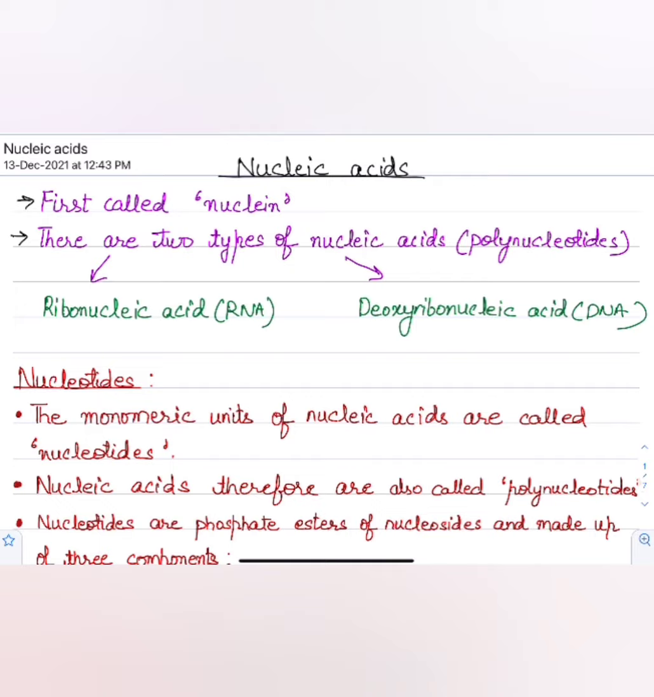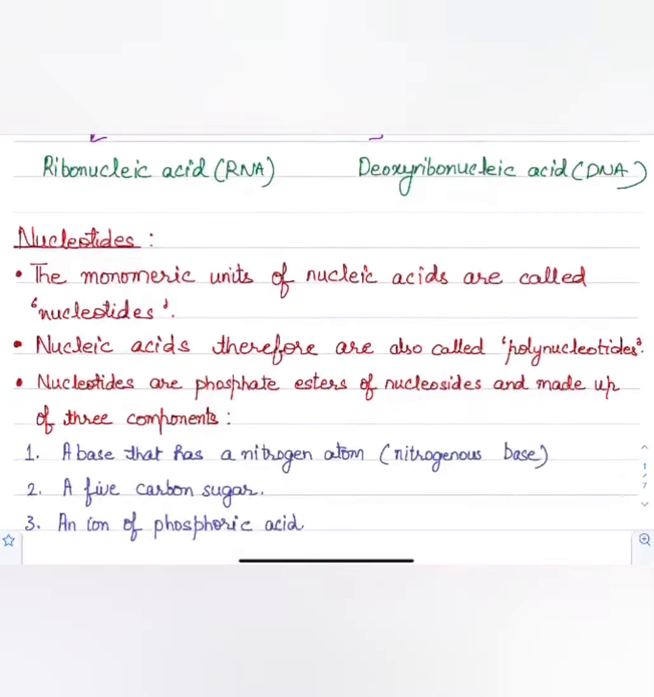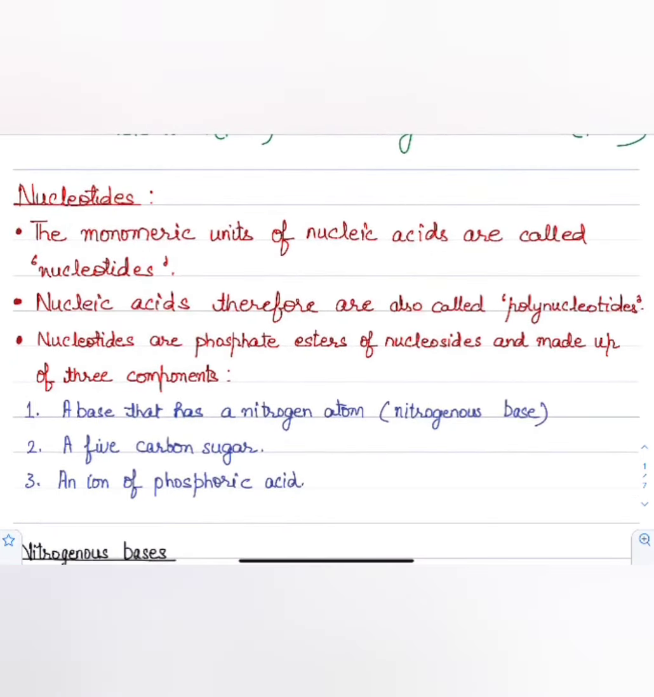There are two types of nucleic acids. We also call them polynucleotides because they are made up of monomers. The monomers are nucleotides. The two types are RNA and DNA, ribonucleic acid and deoxyribonucleic acid. Nucleotides are monomers of both. So the monomeric units of nucleic acids are called nucleotides, and nucleic acids are therefore also called polynucleotides.